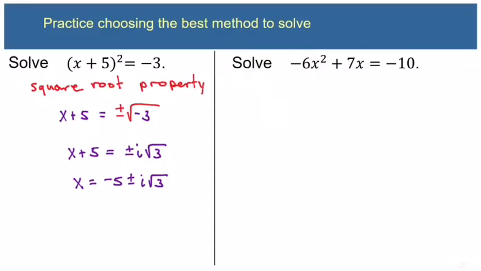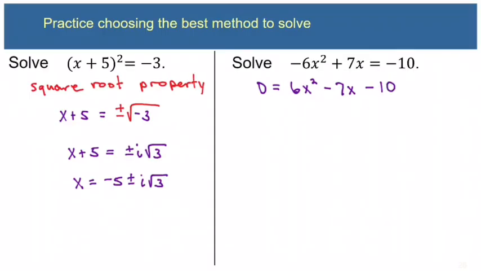So that's not a wasted step in any case. And remember, we like the x squared term to be positive. So I'm going to move these two terms to the right side. Of course, that changes their sign. Now I have 0 equals 6x squared minus 7x minus 10. The 10 was already negative on the right side.